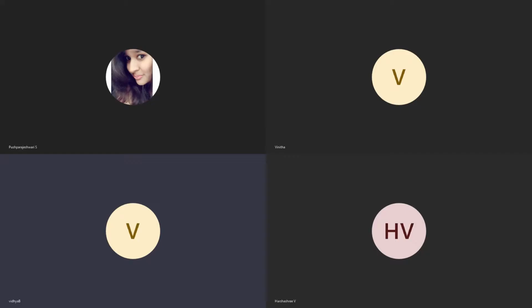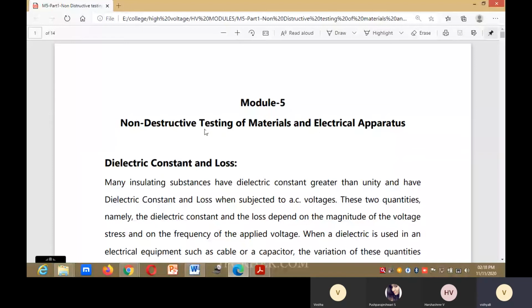This is the fifth module, non-destructive testing of materials and electrical apparatus. Before going to the topic, first we shall discuss why we need testing of materials and also electrical apparatus.